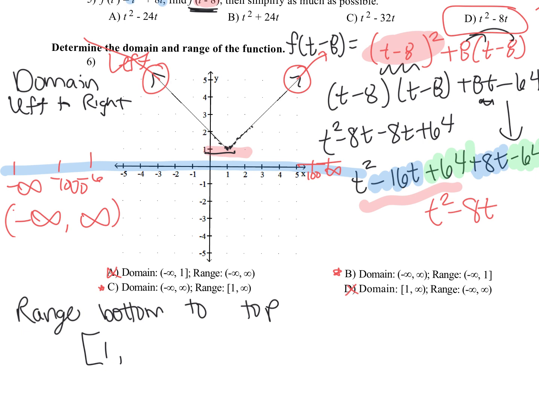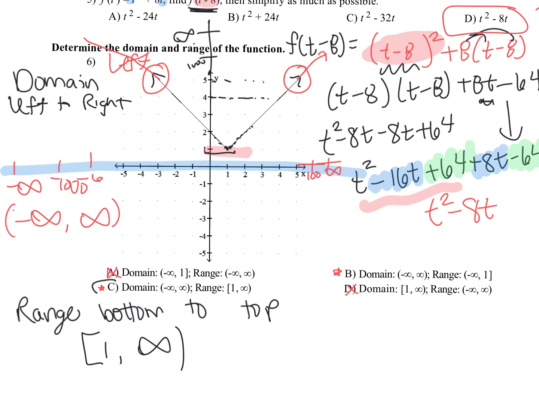So I start at 1, and then how high up does my graph go? Well, it's definitely past 4 and it's past 5. It's going to go on forever, all the way to 100, all the way to 1,000, all the way to infinity. So it goes all the way to infinity. So I'll be looking for a range that is from 1 to infinity.